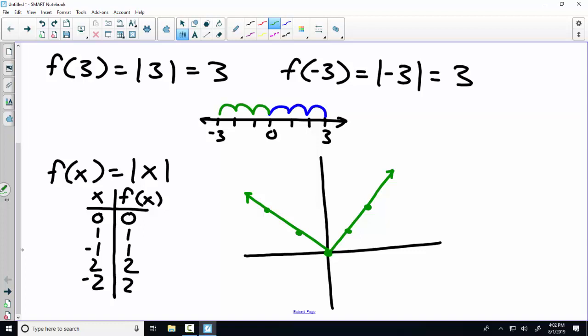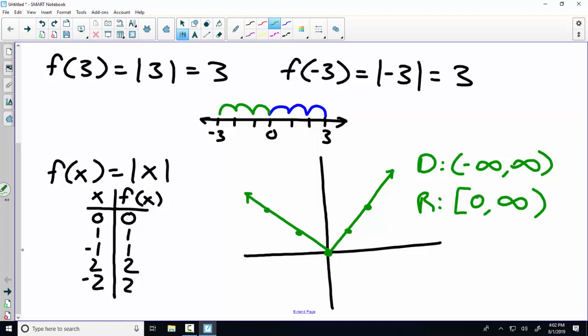First of all, we can observe that we can put anything we want into the function. So x can be anything, negative infinity to infinity. But the result, or the range of this function, cannot be a negative number. Now it can be 0, so I use a bracket on 0, and we can get any other positive number out of this function. So this is the absolute value function.